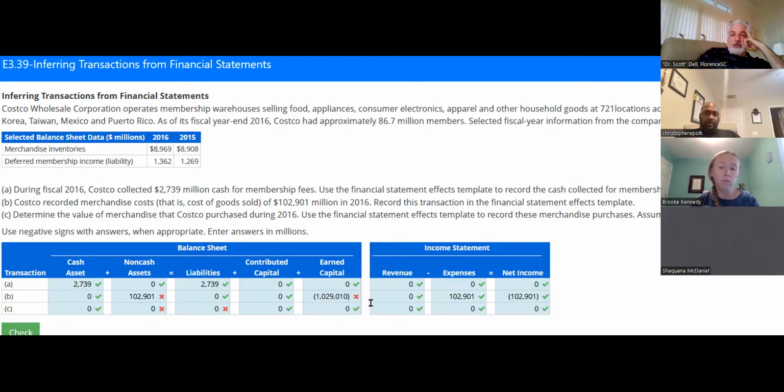It didn't like that because I have an extra number here. I didn't get that number down right. Negative 102,901. And the other one, non-cash assets, should be negative as well. Good catch. Okay. Let's just check that and see if that does any better. It liked that a lot better, didn't it?